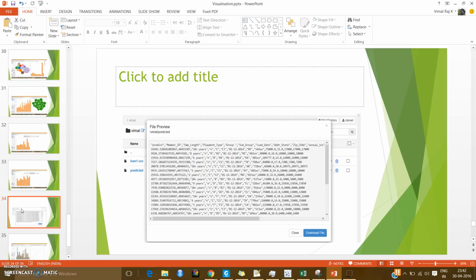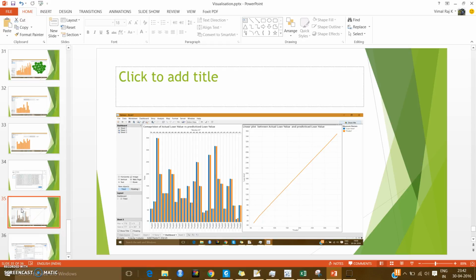So this is how my data has moved. The predicted data has moved to my HDFS, and this graph tells you how well the model has performed and predicted the data. It's how linear it is.